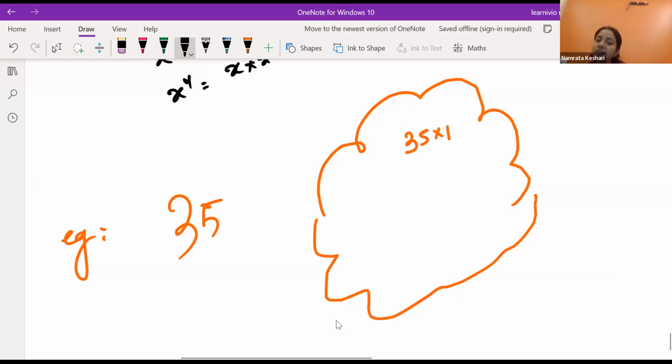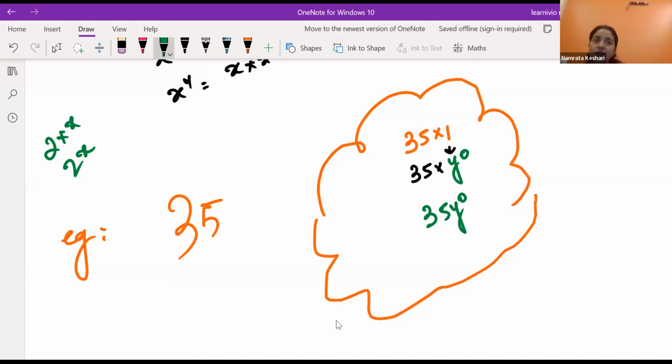This 35 can be written as 35 into 1, and at the place of 1, mathematically, can I write x to the power 0 for 1? Yes, maths will allow us to write it. Even if I don't want to write x to the power 0, I can write y to the power 0, or maybe z to the power 0, anything to the power 0, right? And once you started learning algebra, you learned that 2 into x means 2x, right? So here this can be written as 35y to the power 0, right?